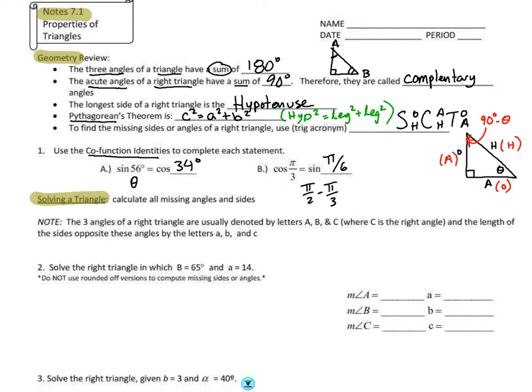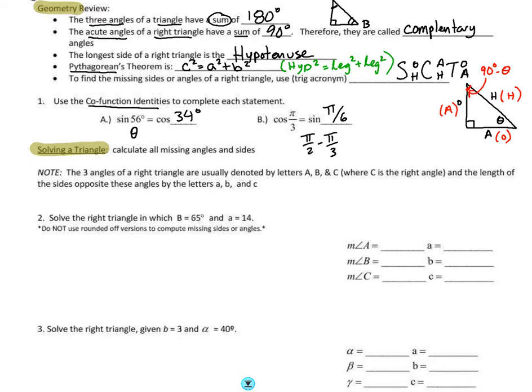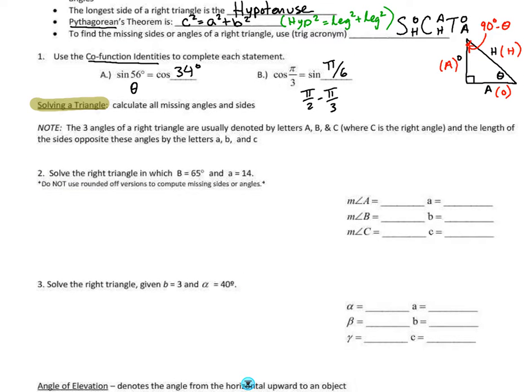So now we're going to take all that geometry and trig, and we're going to apply that to solving right triangles. When we're solving a triangle, we're going to calculate all missing sides and angles. So here we're going to look at specific cases where we're trying to find the missing pieces. Remember, just as a quick reminder, we usually use A, B, and C as letters for angles, where C is usually the right angle, and the lengths of the sides opposite of those angles are lowercase of the same letter.